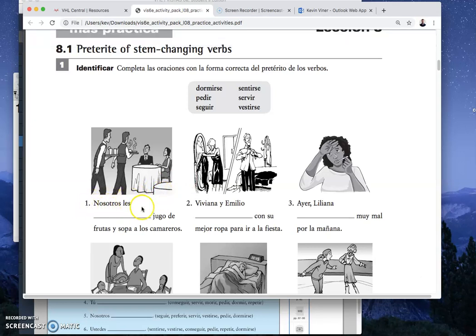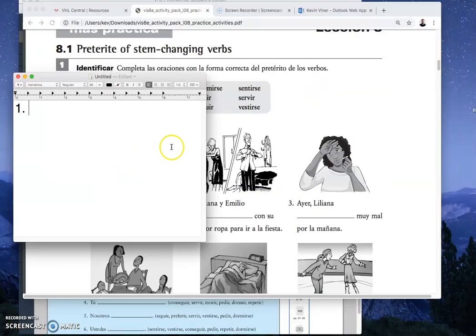Número 1. Nosotros les blank jugo de frutas y sopa a los camareros. Pause it. And we're back. So the verb here would be pedir, because that means order. So it would be nosotros les pedimos jugo de frutas y sopa a los camareros, right? So pedimos. No stem change.